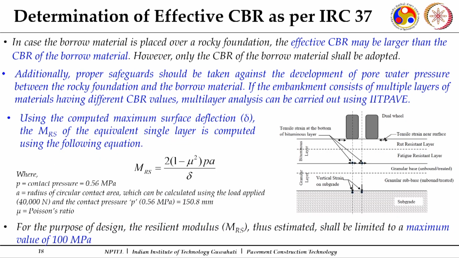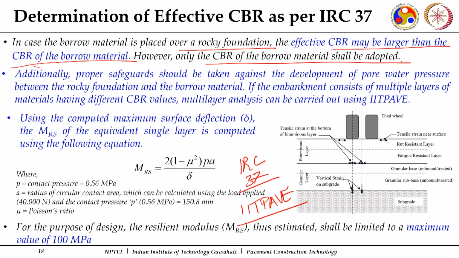Now, as I mentioned, IRC 37 gives the software IITPAVE for flexible pavement design, for working out the different crust compositions. If we are working on a rocky foundation, only the CBR of the borrow area will be considered. Even if rocky strata is there, I will not consider an effective CBR to be more than that. But if it is below 1, a weaker one, then I will work out the effective CBR, to keep my structure safe.